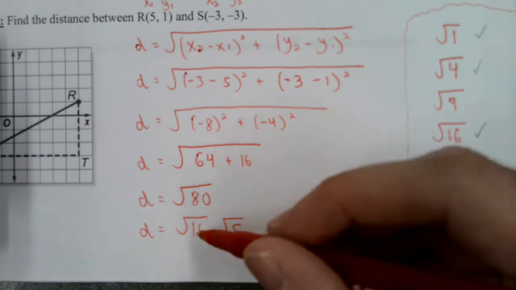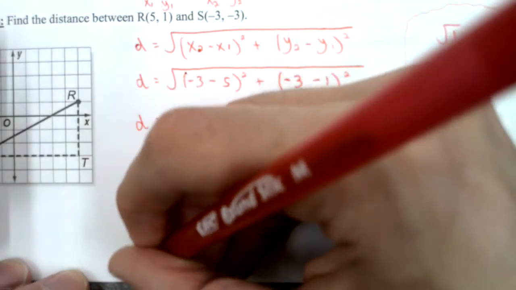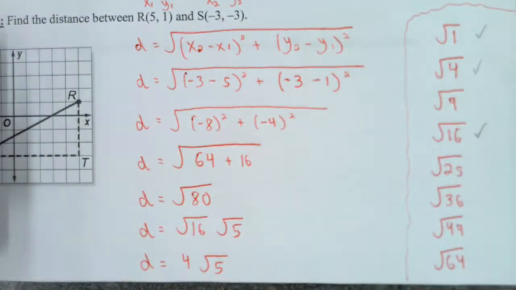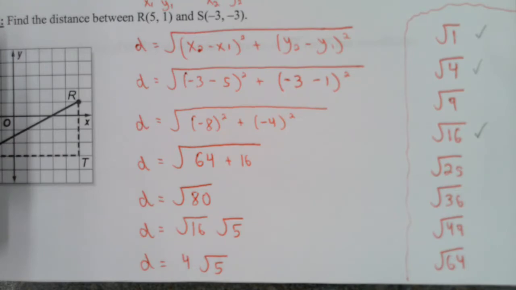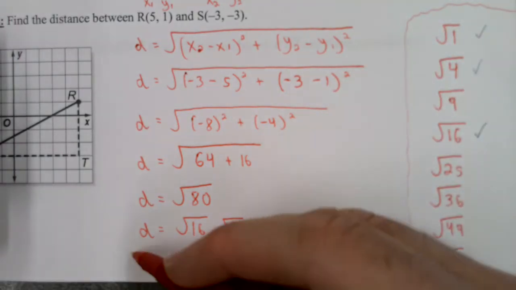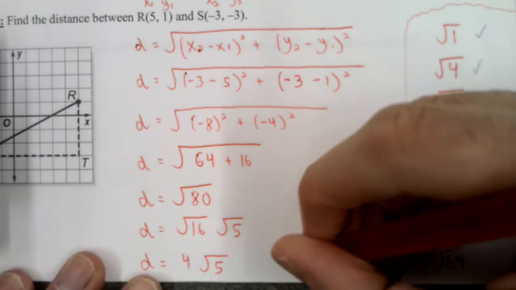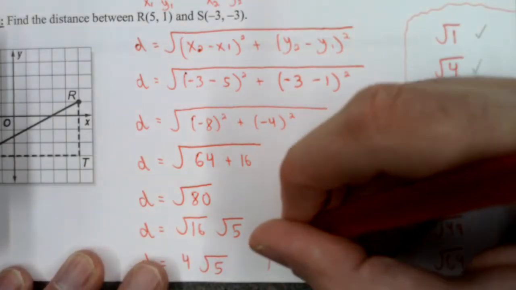And then I'm going to simplify the square root of 16 because the square root of 16 is 4. So this is the final answer. This is the distance between R and S. The distance between R and S is 4 square root of 5. Because of the way the question is worded, you can circle that if you want. But the distance between R and S is RS. So I'm going to say RS equals 4 square root of 5. And that's my answer.